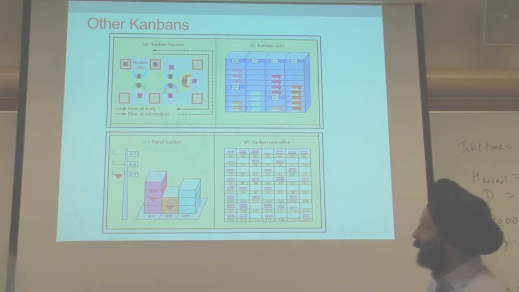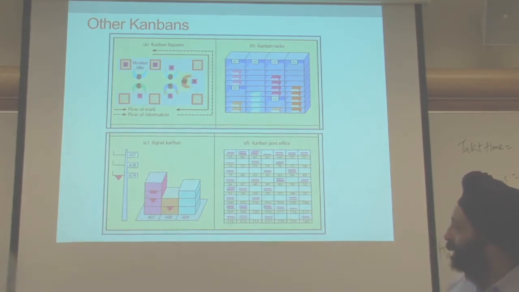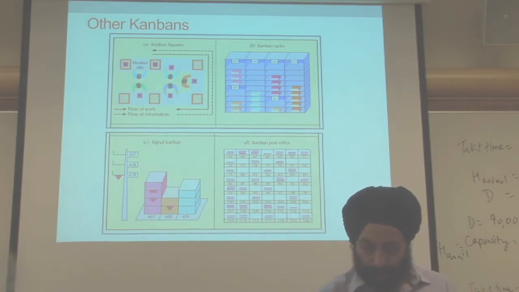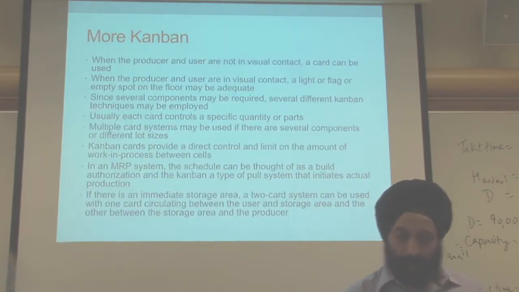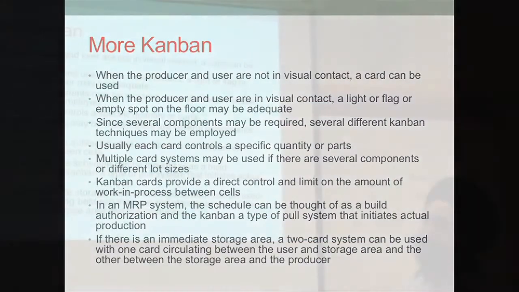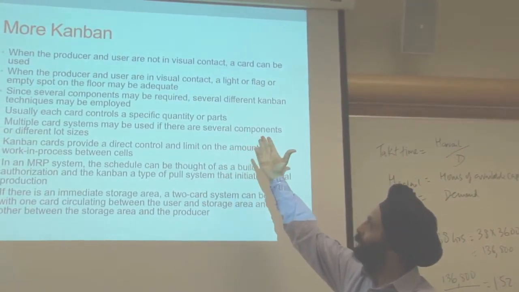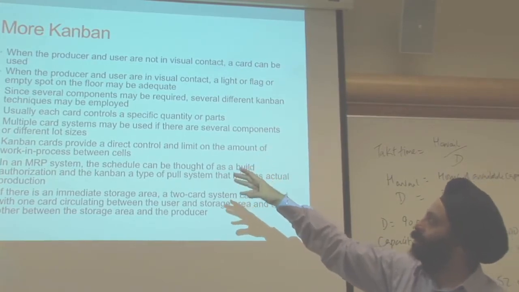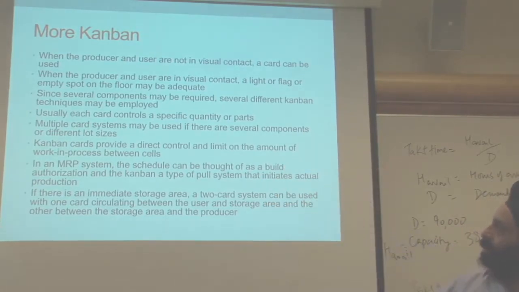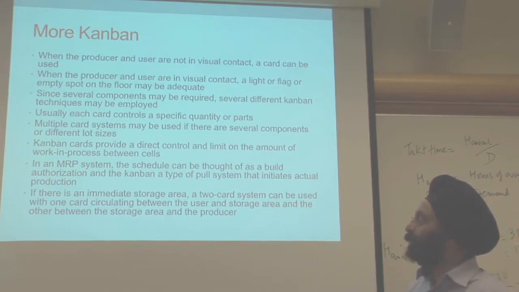And so you can take the various Kanbans, whether it's a square or triangle, taken out, and actually indicate. Kanban post office, a central repository where you keep track of exactly where things are, and more Kanban cards are needed, and they can be replaced or monitored at the same time. Other Kanban concepts: when producer and user are not in visual contact, a card has to be used. When the producer and user are in visual contact, a light or flag or empty spot on the floor may be adequate. Since several components may be required, several different Kanban techniques may be employed in this case, as I pointed out. Usually each card controls a specific unit of parts.